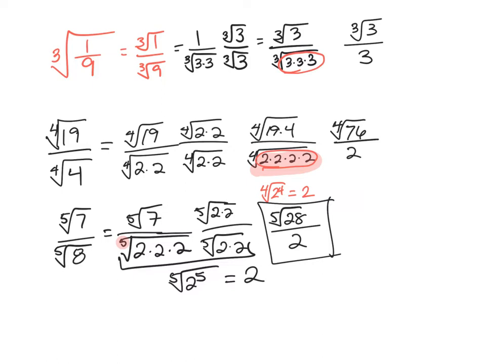So why should the denominator never be a radical? It's just one of our rules in math. We don't leave fractions in the denominator. We don't leave imaginary numbers in the denominator. We don't leave radicals in the denominator. So it's just the way we've decided the final answer should be.